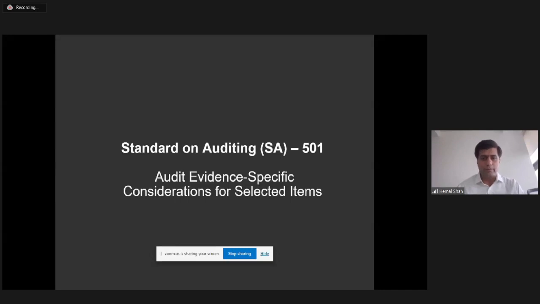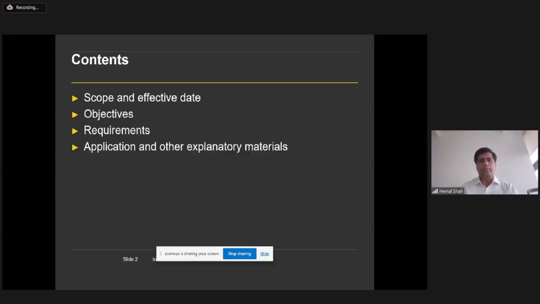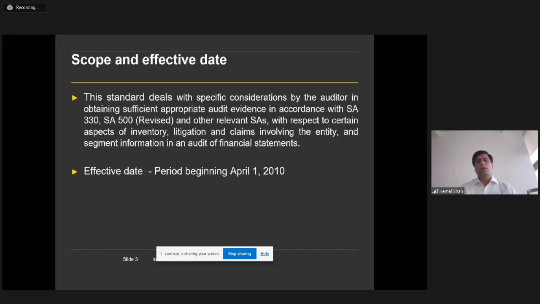Fine. Perfect. So SA 501, audit evidence, specific considerations for selected items. What we are going to cover now is scope, effective date. It is effective from the last 10 years. It was introduced in 2010. Finally, what was the objective, what is the requirement, and finally, the application. As we discussed, the scope is basically to highlight the three specific items which are quite critical for the audit fraternity. And the effective date is April 1, 2010. So it has been in effect for the last 10 years.